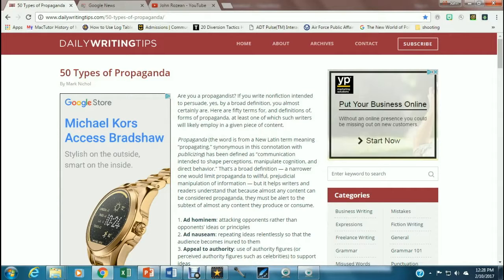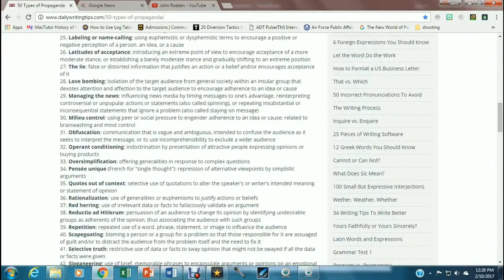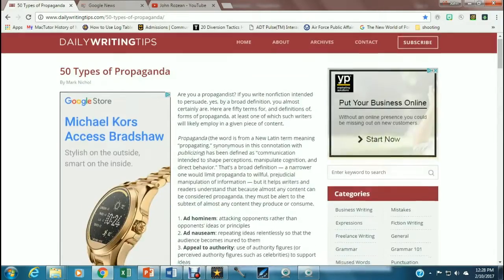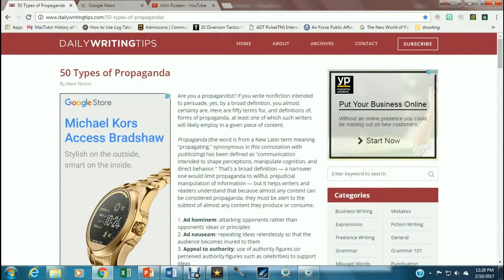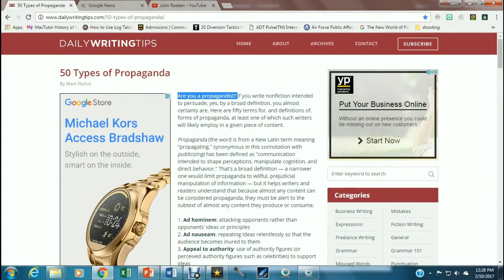It should be noted that these logical fallacies, or errors in logic, can be misused and have been misused by dictators and leaders and politicians as well. In fact, on dailywritingtips.com, Mark Nichol lists 50 types of propaganda, and at the top of the page he asks, "Are you a propagandist?" These are important to note, that these errors in logic are used every day, and they can be very dangerous and have been in the past.